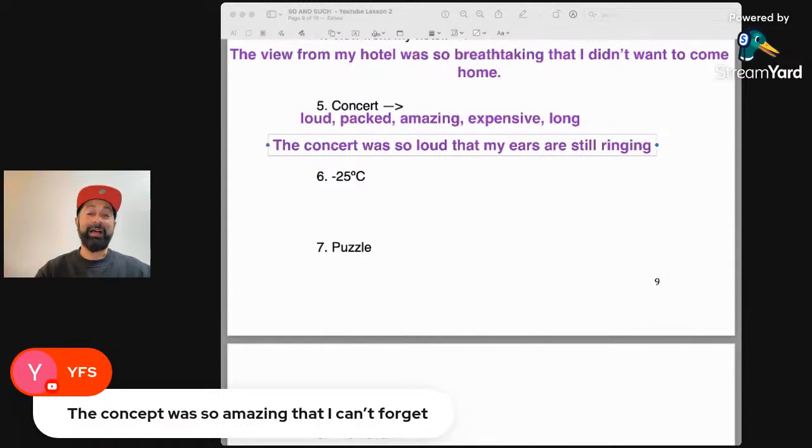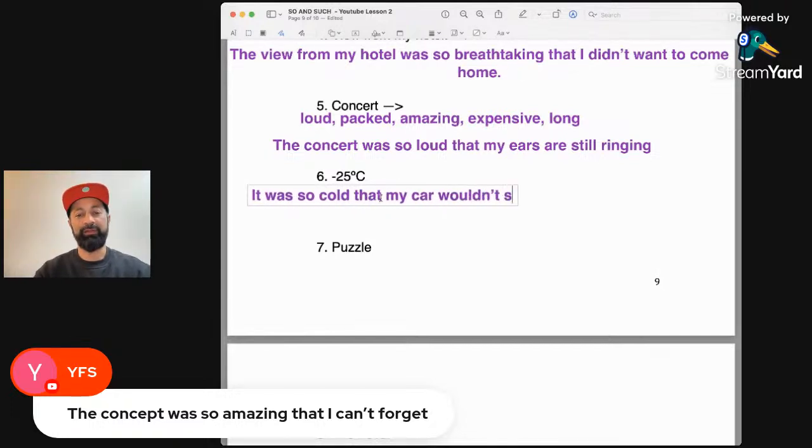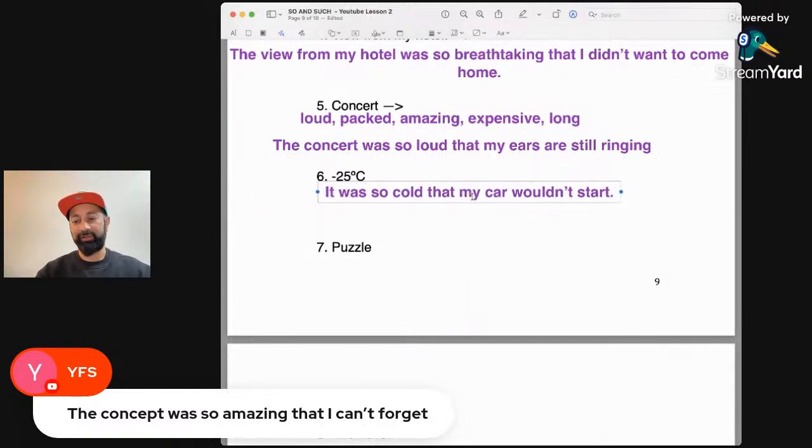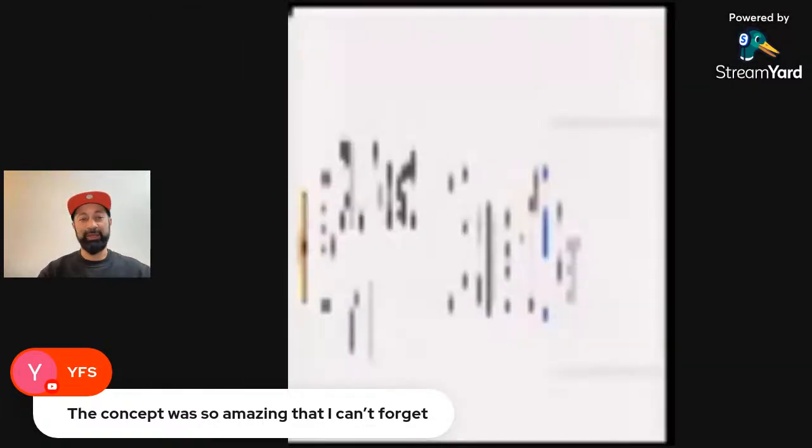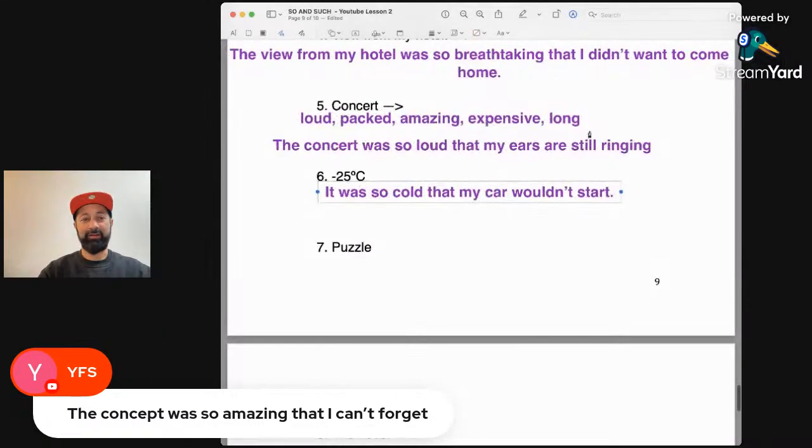Minus 25. I've experienced that before. I'm originally from Canada. I have experienced that. So I'll give you a sentence. It was so cold that my car wouldn't start. This is very common in Canada. If you're anywhere in a cold area, if the temperature is too cold, your car will not start.